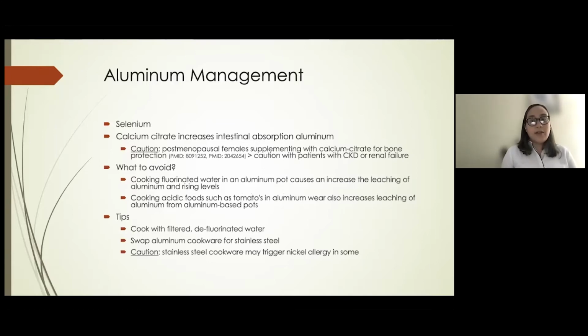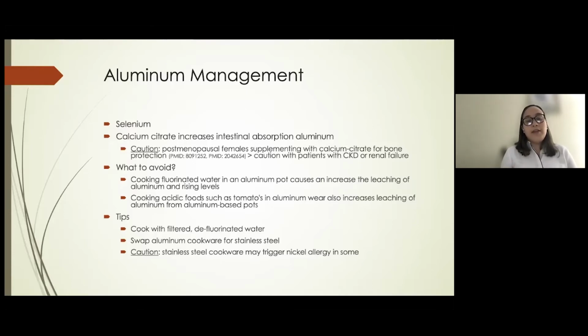Selenium opposes aluminum. We know that. Calcium citrate increases intestinal absorption of aluminum, and it's really the citrate that increases that absorption. So for postmenopausal females who are supplementing chronically with calcium citrate, and who already have an increased rate of bone turnover, you want to assess their metals, not just aluminum but all their metals, to make sure you're not increasing the absorption rate of aluminum into the system. And obviously, use caution with patients with chronic kidney disease and renal failure because of their inability to properly detox.